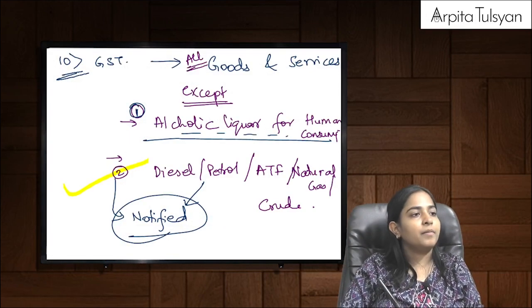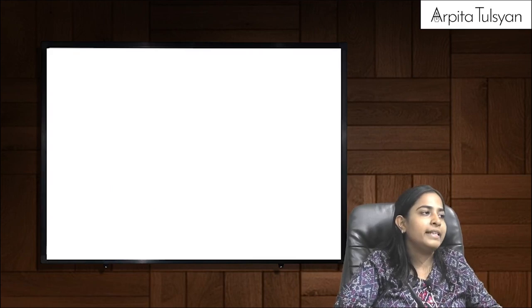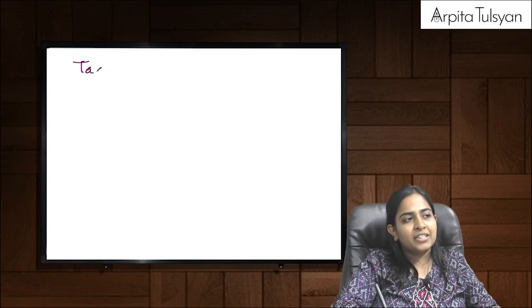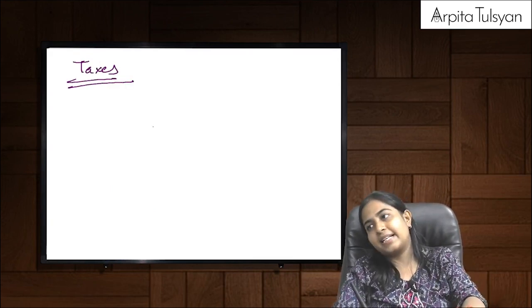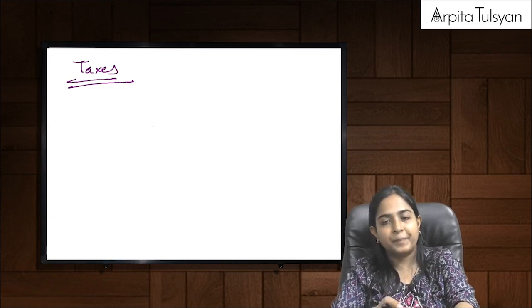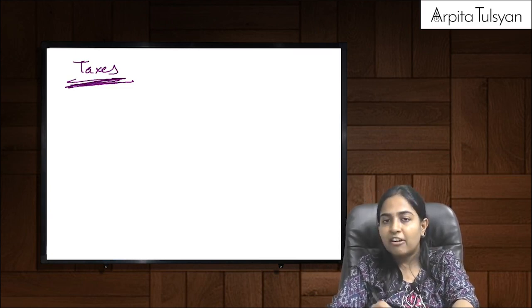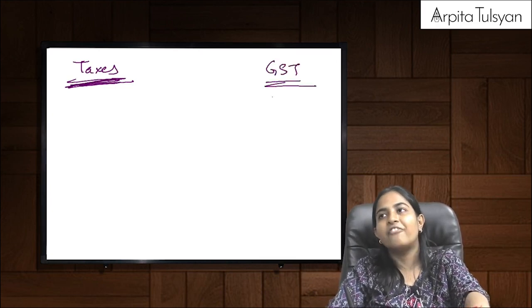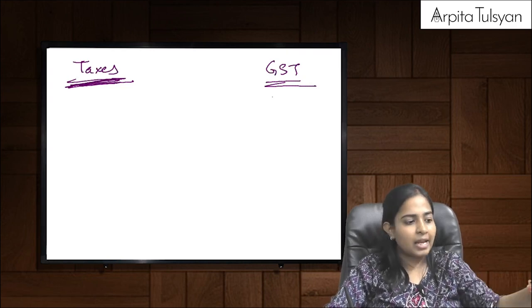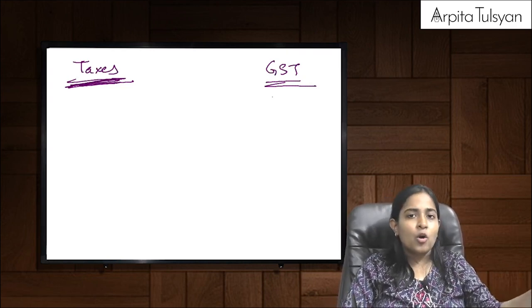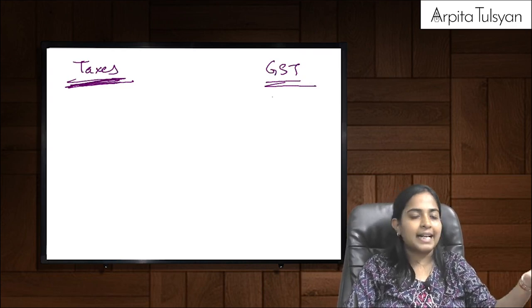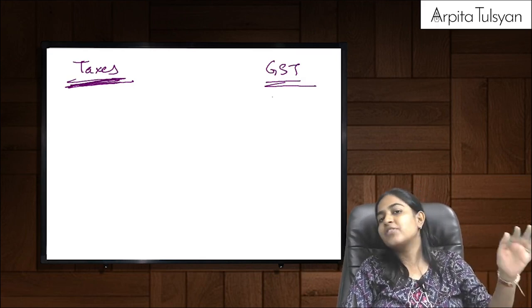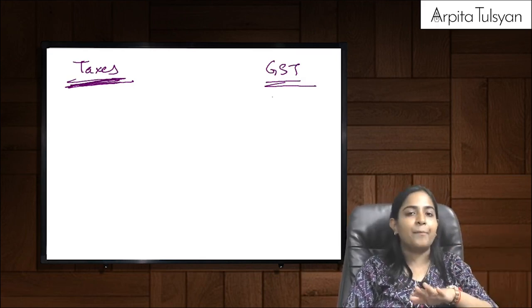Now, because of all these things, because of this GST, can we say there are many such taxes which have now been totally stopped? There are many taxes which have been stopped because now GST is applicable on it. One such tax is CST. There is an exception in some products, just like we studied for alcoholic liquor, that is an exception. But apart from that, there are many such taxes which are now not applicable because GST is applicable on it.